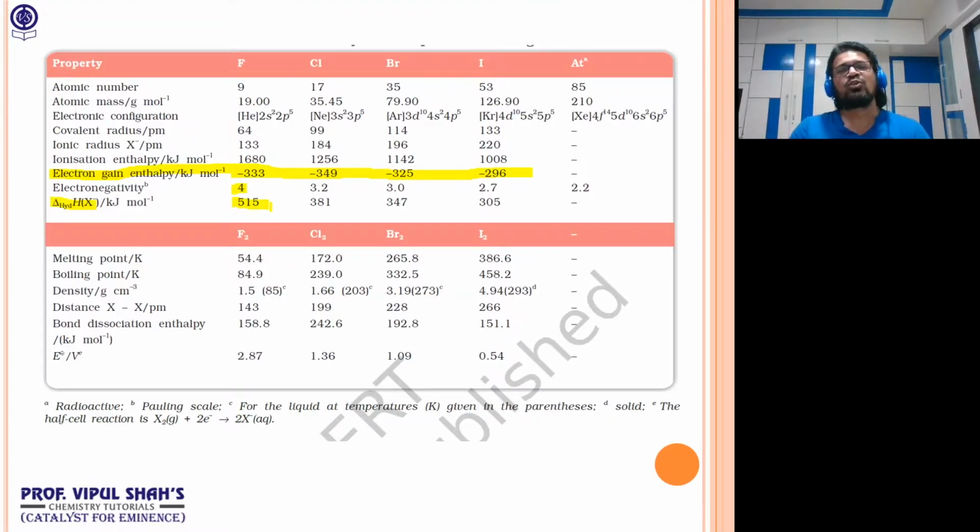So you can link this to your redox. If it readily gets converted to fluoride ions, matlab it undergoes reduction. If it readily undergoes reduction and liberates a large amount of heat, what do we say over there? It is the strongest oxidizing agent. That's why in the SRP series, fluorine is kept at the top of the series. So that's the part. That is one, the hydration enthalpy concept, what you have to know.